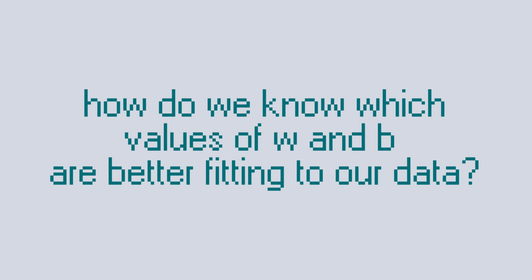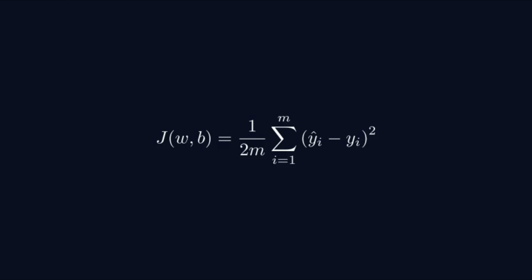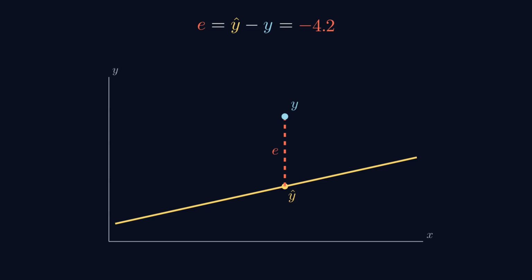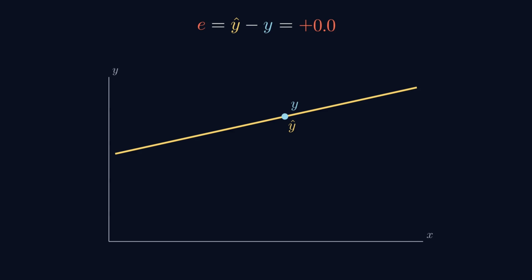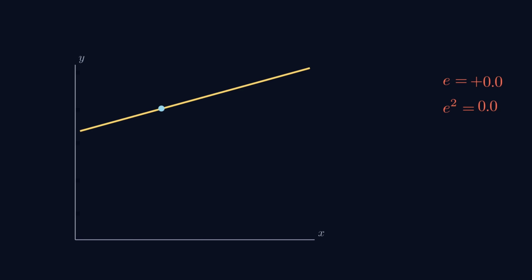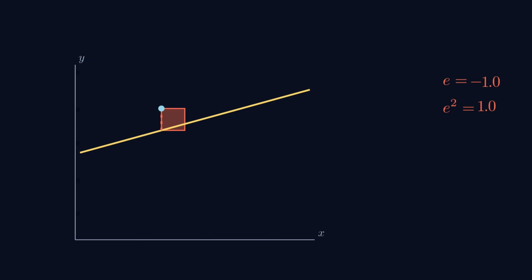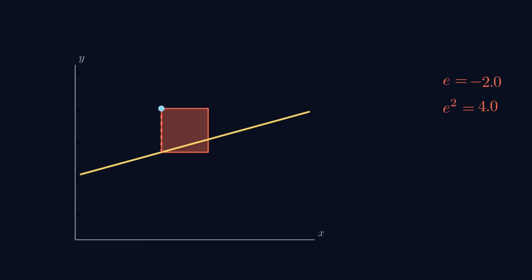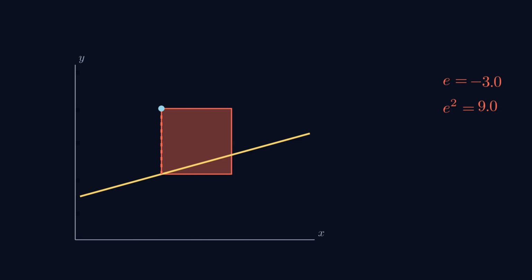How do we know which values of weight and bias are better? To pick the best values, we minimize a cost function, which we're going to write as J of w and b. We want y hat to be as close as possible to y for every point, and that's going to be the error, prediction minus target, where we square it for 2 reasons. 1, so that negatives don't cancel the positives, and 2, because big mistakes get punished more this way.